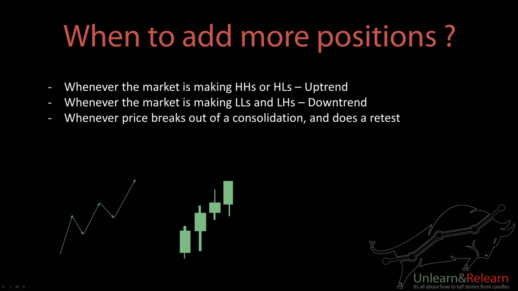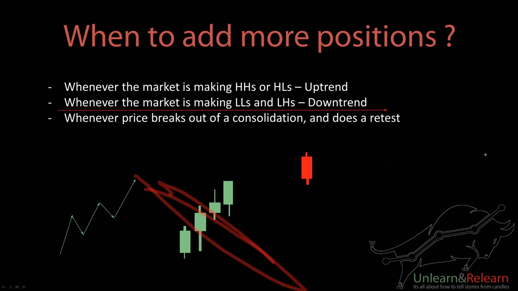So let's say, for example, on the opposite side of the spectrum, whenever price is making lower lows and lower highs in a downtrend, what that's going to look like is that you will have a candle which is moving like this.